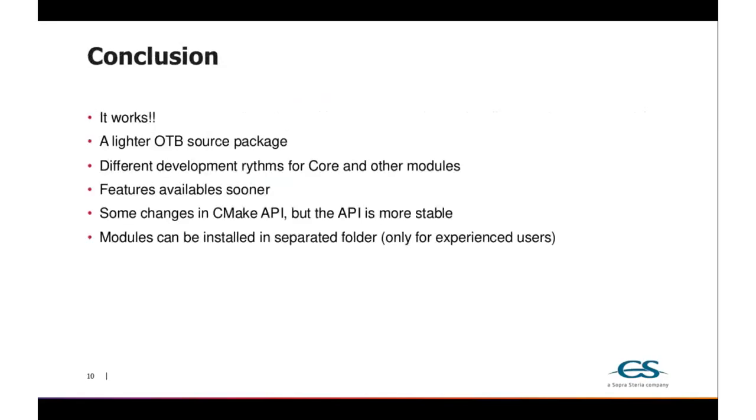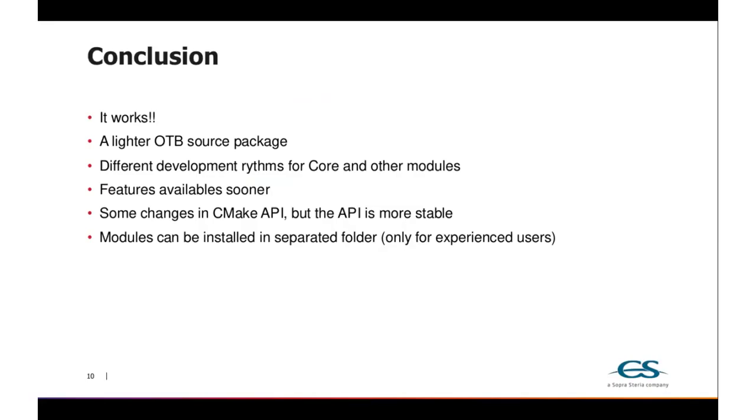So it works. We already have developed the miscellaneous and feature extraction modules. The sources are lighter. We will have different development rhythms, and communities that have knowledge about one module can develop this module only, and can bring changes. And as already said, there are changes on CMake, and modules can be installed in separate folders.